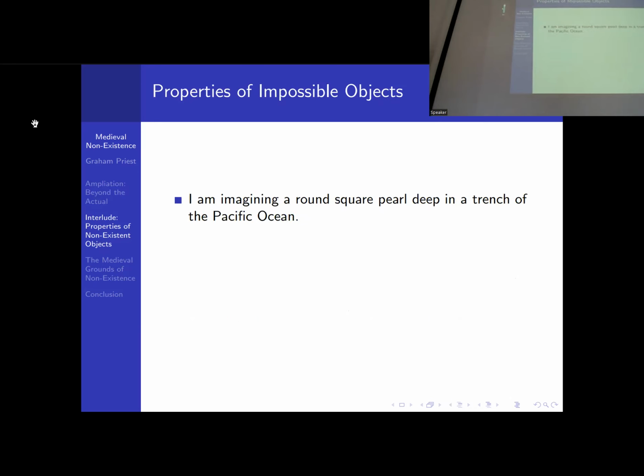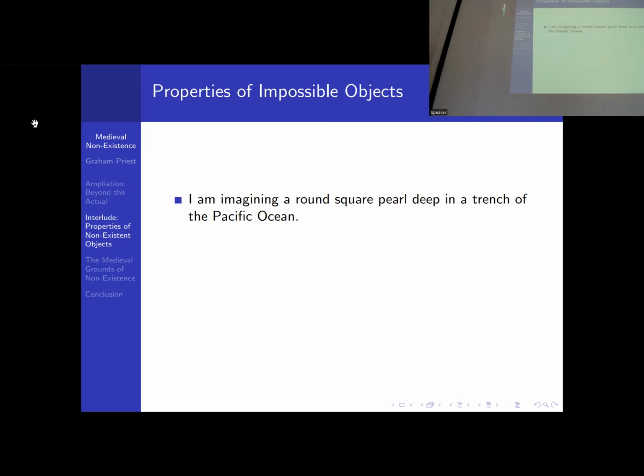Okay, so look, consider this. I'm imagining a round square pearl deep in a trench of the Pacific Ocean. That's true. Think about it. You can do it. Okay, you can't picture it, but there are lots of merely possible things you cannot visually picture. A chiliagon, is that how you pronounce it? That's a sort of thousand-sided figure. You can't visually picture a chiliagon, but it's quite possible, okay?